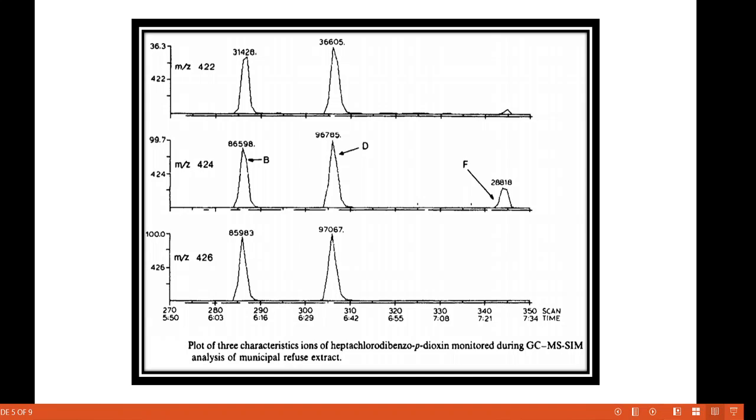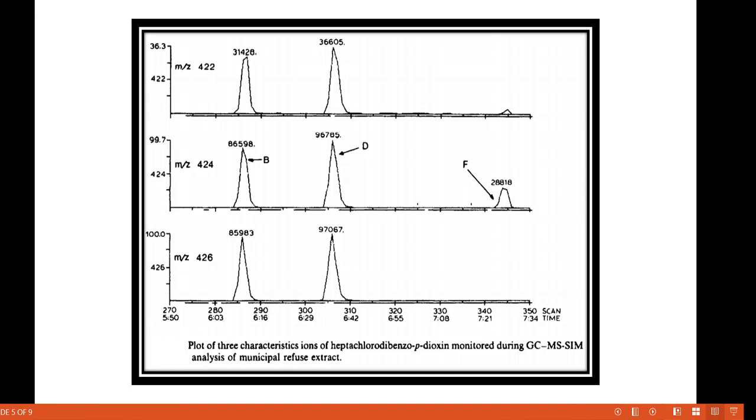Here the retention time is 6 minutes to 7.5 minutes. Only three peaks are observed. The peaks A, C, E do not respond at any of the three masses plotted. A, C, E do not respond; only the peaks B, D and F respond here.